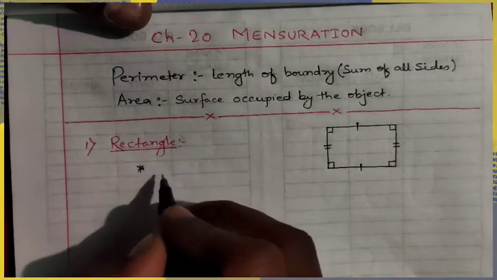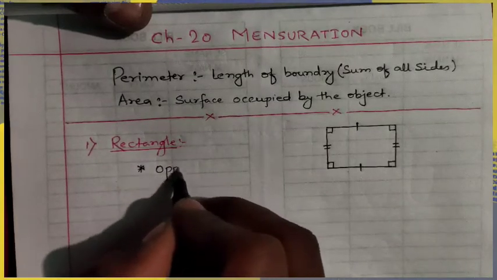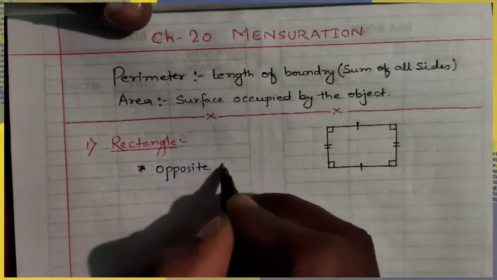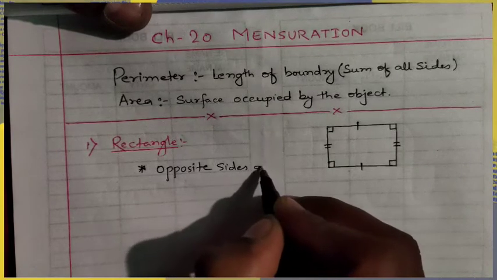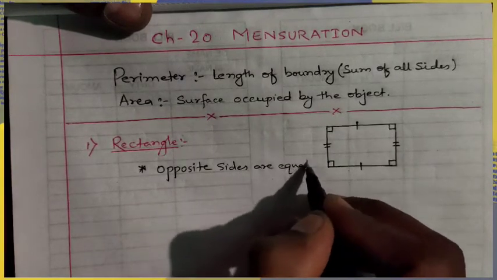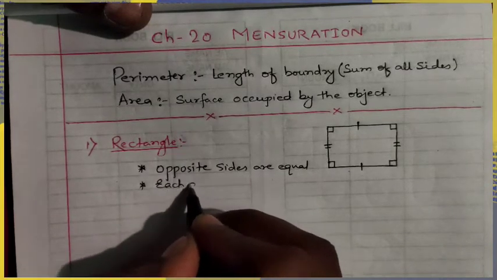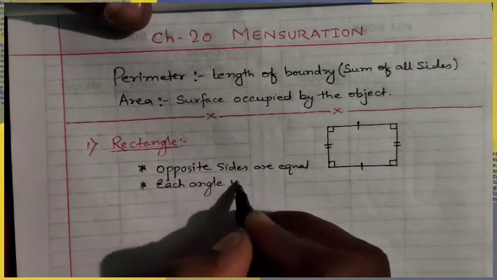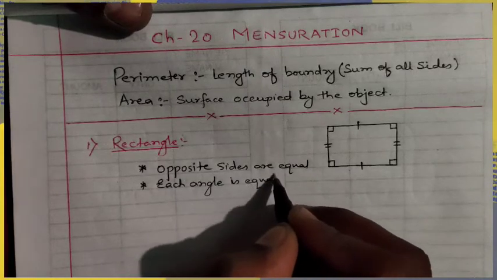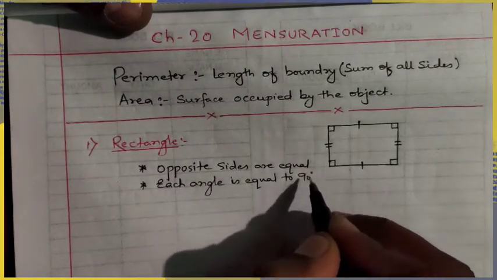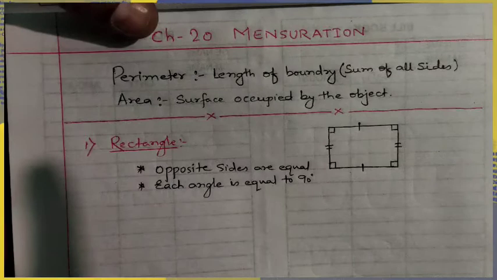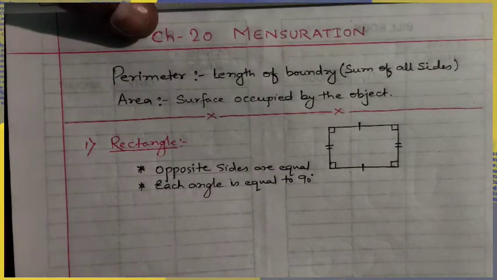Now we can write the key points: opposite sides are equal, and second point, each angle is equal to 90 degrees.